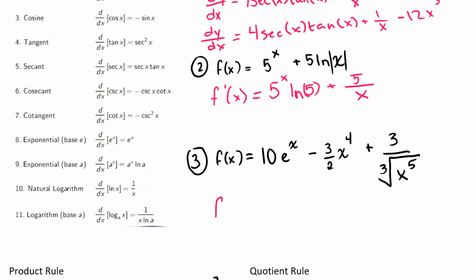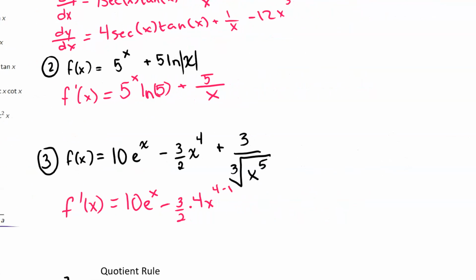Lastly, we've got 10 e to the x. The derivative of e to the x is e to the x. Another power rule, so we've got 3/2 times that exponent brought down. Exponent's made 1 smaller.